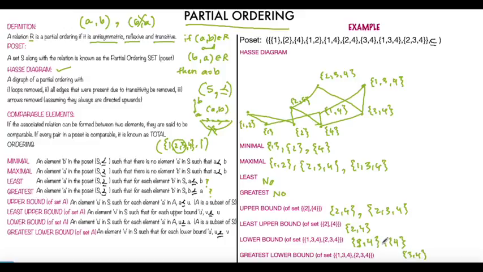Okay, so this is it about the partial ordering and the Hasse diagram, and how we can translate these definitions of minimal element, maximal elements, and so on into observation of a Hasse diagram.